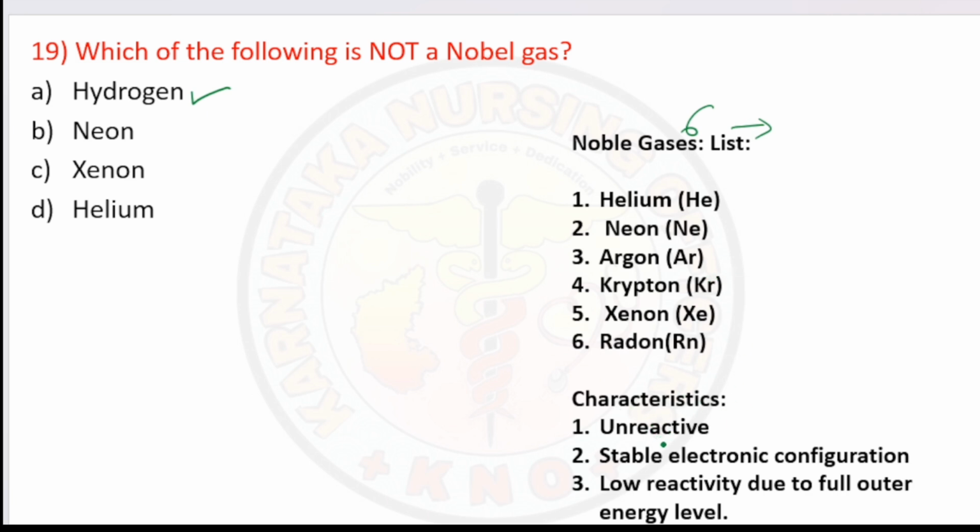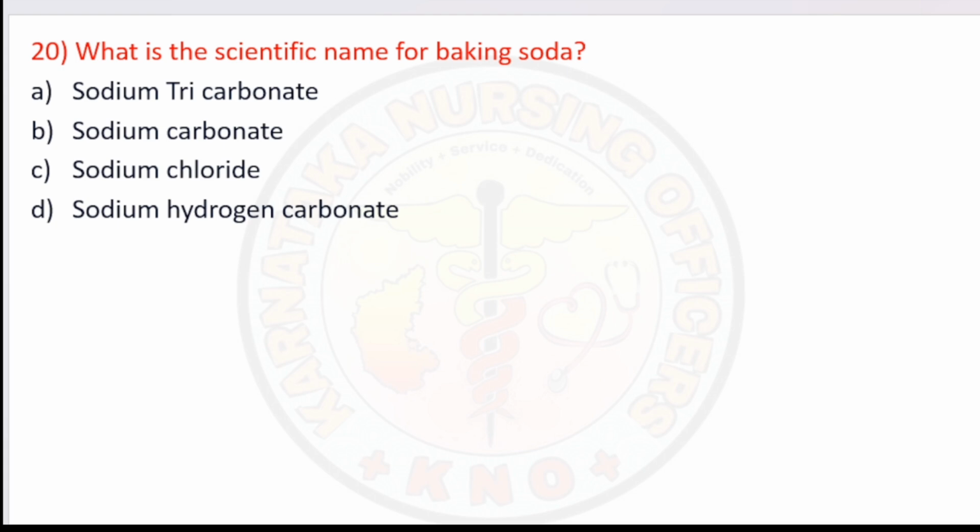Noble gases are usually unreactive, and they have a stable electronic configuration. They have low reactivity due to a full outer energy level. So you should know the noble gases. There are 6 noble gases present in the periodic table. Okay. So the last question.